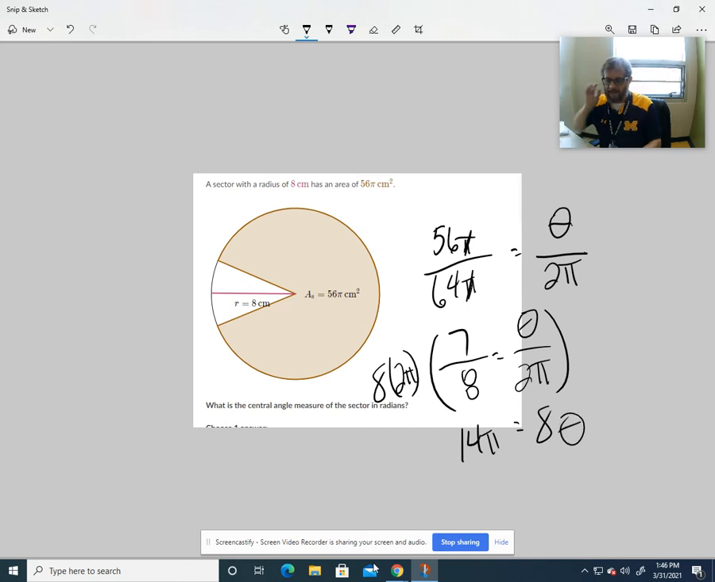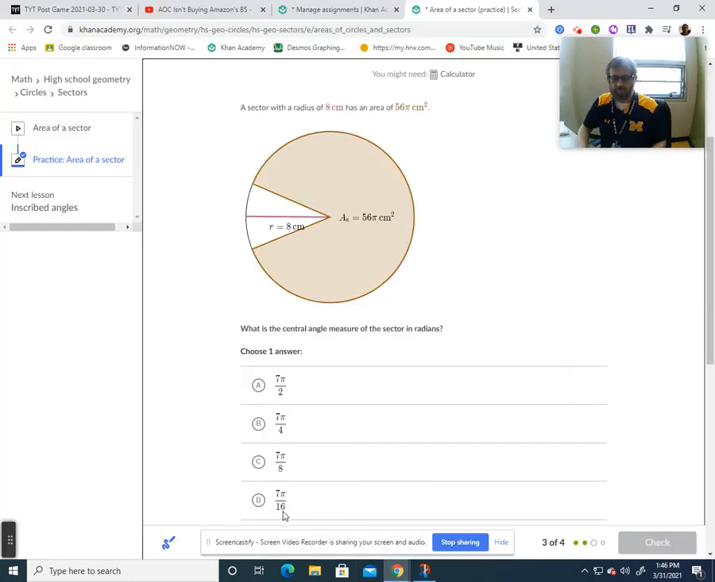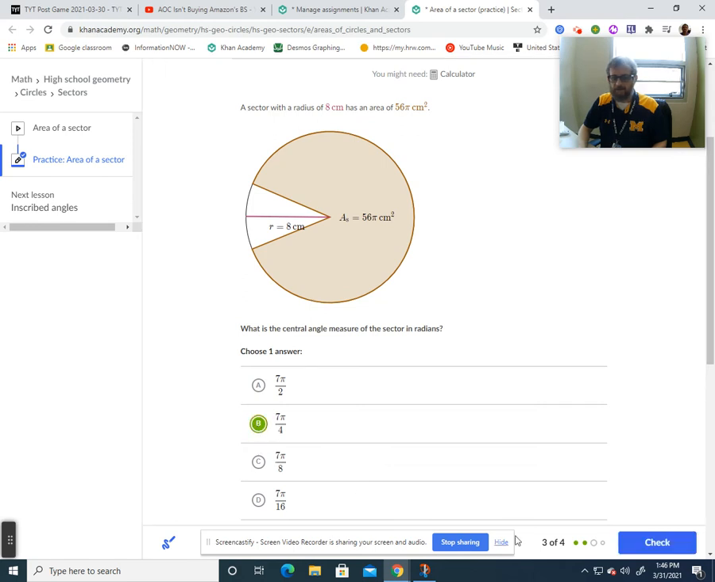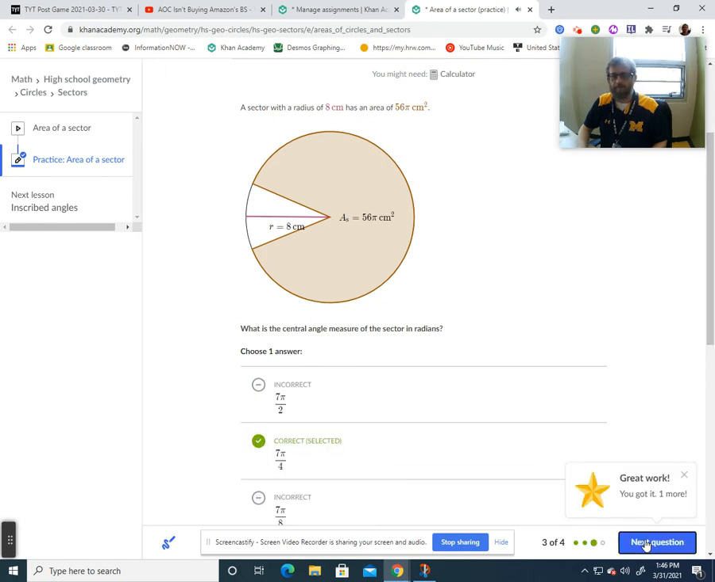You divide by 8. Now, this isn't going to come out without a fraction in it. It's going to have a fraction. But this reduces both by 2 down to 7 pi over 4. And there it is. The answer is B, 7 pi over 4.